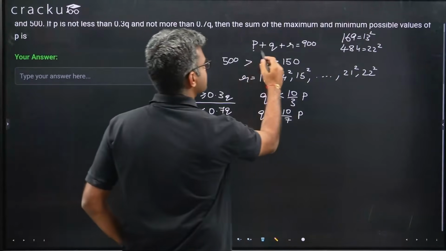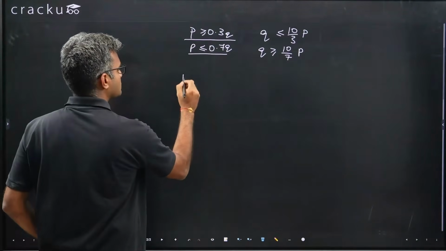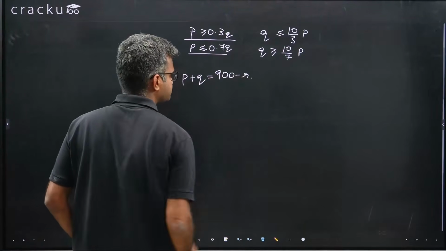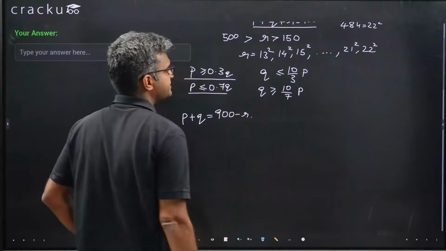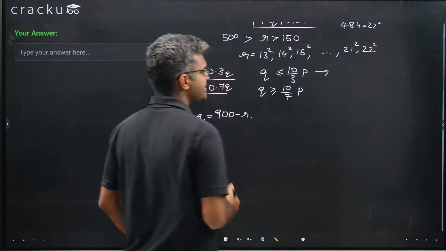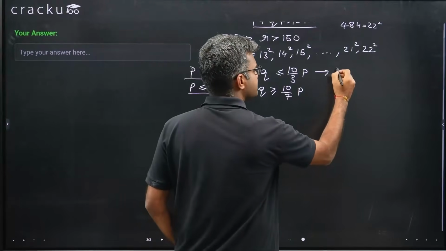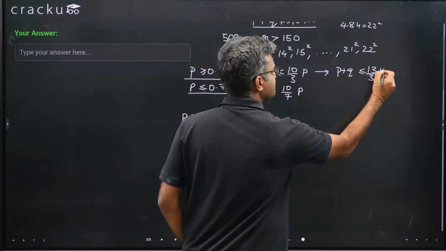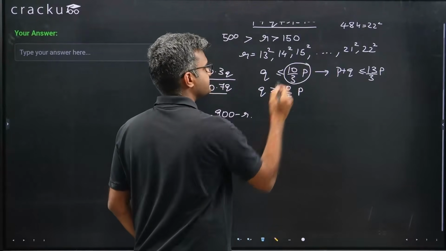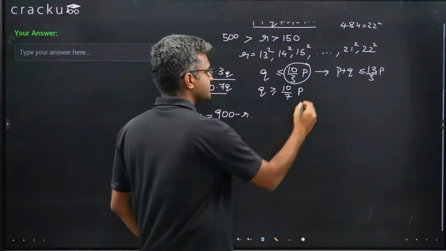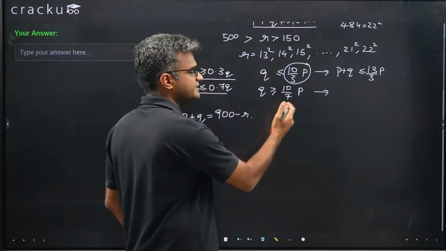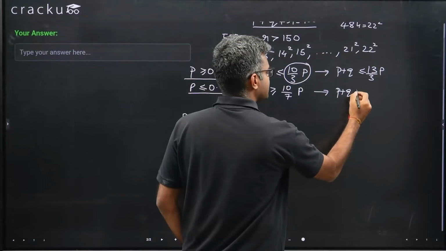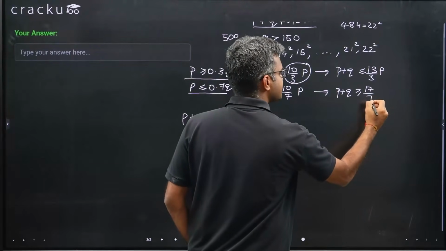We know that p plus q plus r is 900. So p plus q is equal to 900 minus r. If q is less than or equal to 10 by 3 p, and I add p on both sides, p plus q will be less than or equal to 13 by 3 p. I have just added p on the left hand side and p on the right hand side. From the second inequality, if q is greater than or equal to 10 by 7 p, adding p on both sides, p plus q is greater than or equal to 17 by 7 p.